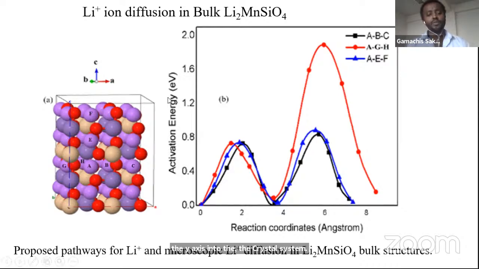So from the calculated energy barrier, as you can see from B, along the channel AGH, the calculated energy barrier is higher. So it is very difficult for lithium ions to diffuse along these channels. When we come to the other paths, it looks fine, but still we need the energy barrier to be less than or equal to 0.5 electron volts. Otherwise, it is very difficult for the lithium ion to successfully diffuse in these materials.